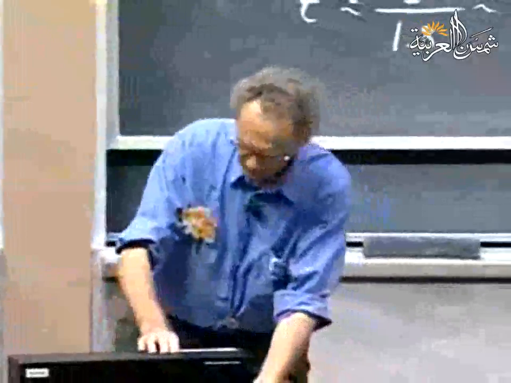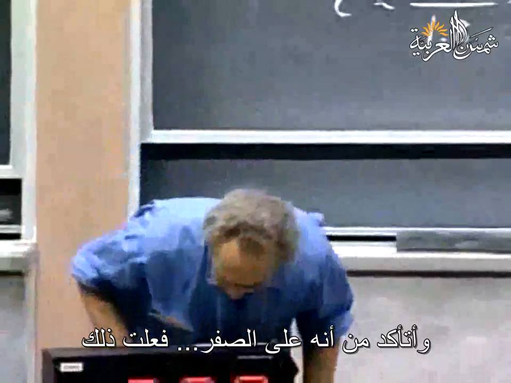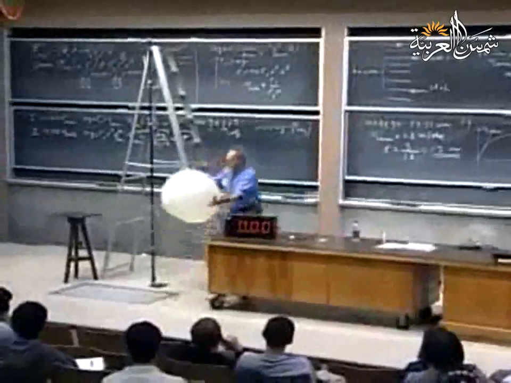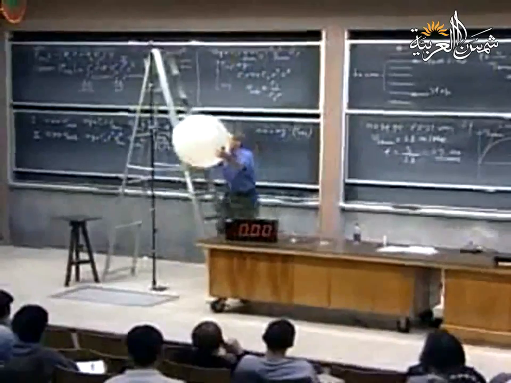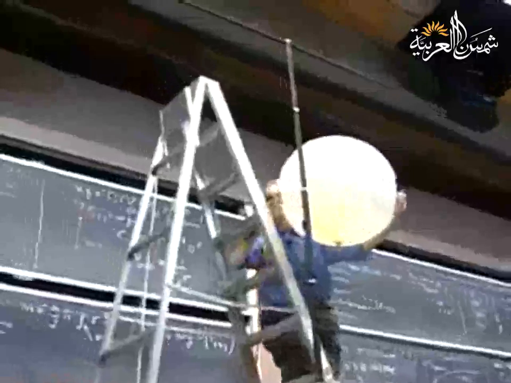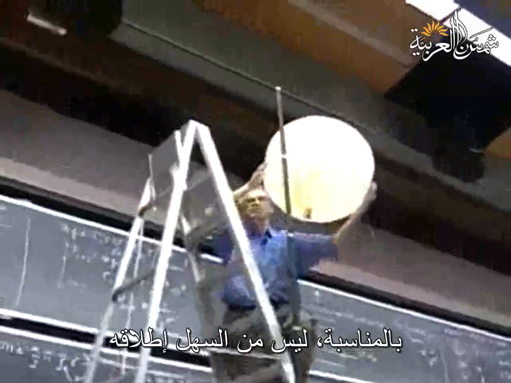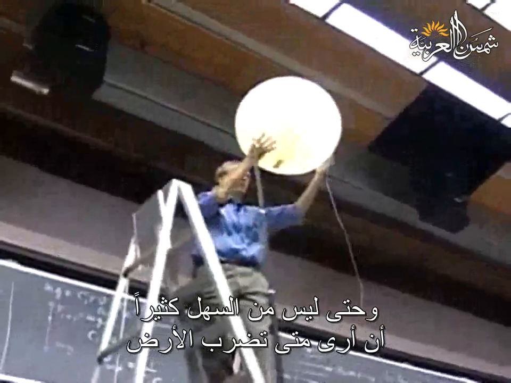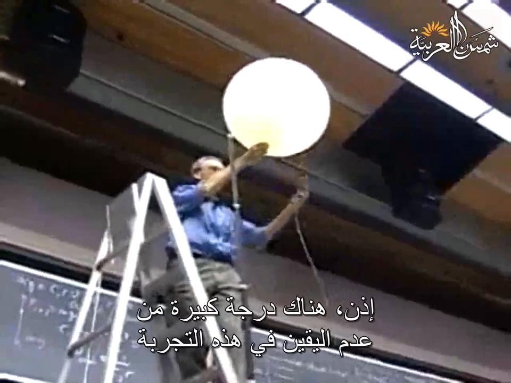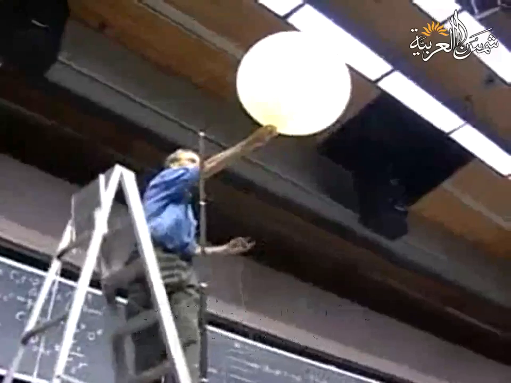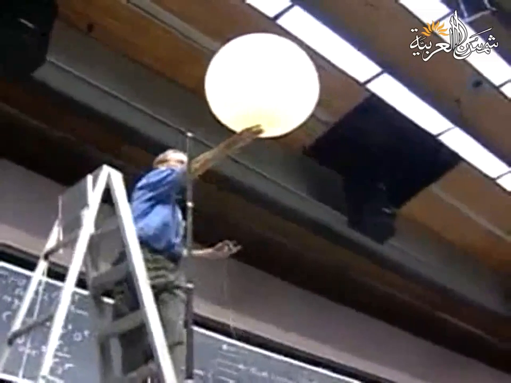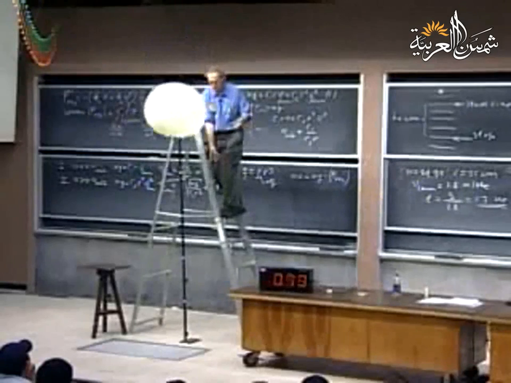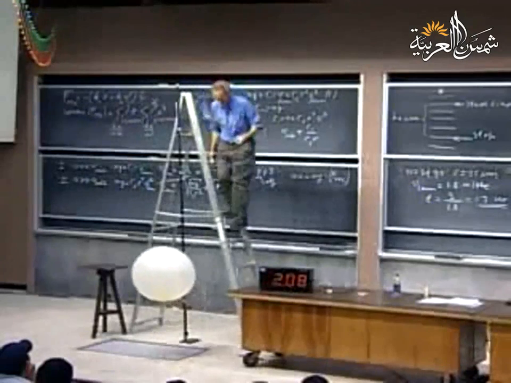To turn on this timer, make sure I zero it. I did. It's not so easy to release it, by the way, and start the timer at the same moment. And it's not even so easy for me to see when it hits the ground. So there's a huge uncertainty in this experiment. Okay. 3, 2, 1, 0. What do we see?